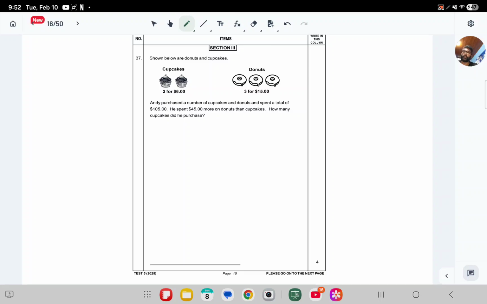Now number 37 in section 3, test 5. Alright. So, the setting now. Shown below are donuts and cupcakes, and he purchased a number of cupcakes and a number of donuts and spent a total of $105. He spent $45 more on donuts than cupcakes. How many cupcakes did he purchase?